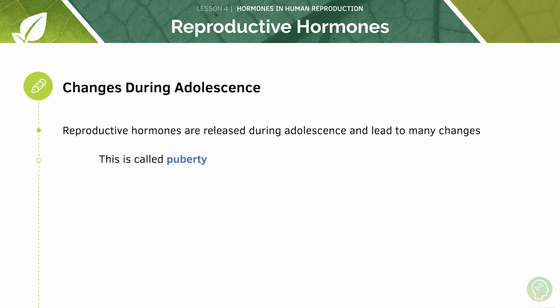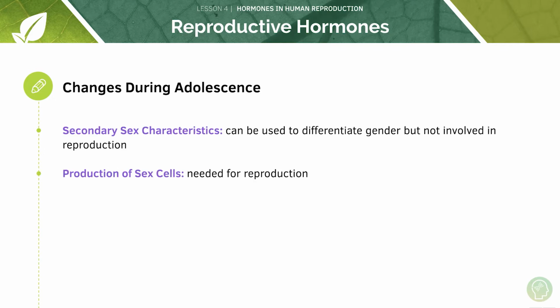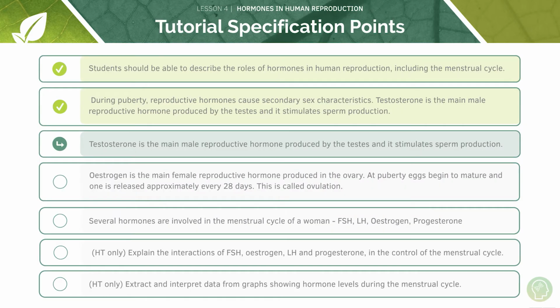Reproductive hormones are released during adolescence and lead to many changes. We call this puberty. This leads to the development of secondary sex characteristics, which can be used to differentiate gender, but are not involved in reproduction. We'll come on to look at examples of these. Other changes that occur during puberty are the production of sex cells, which are needed for reproduction. So let's go on to have a look at this process in males first.